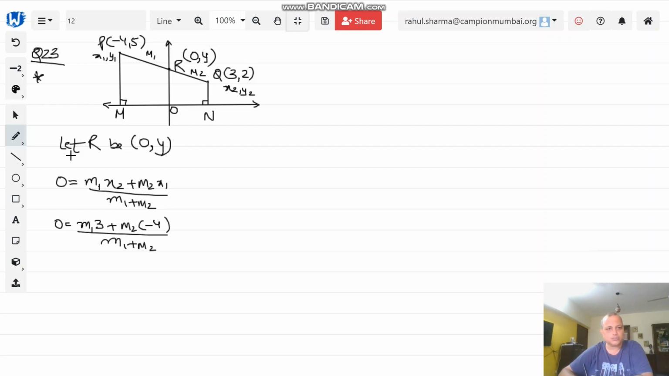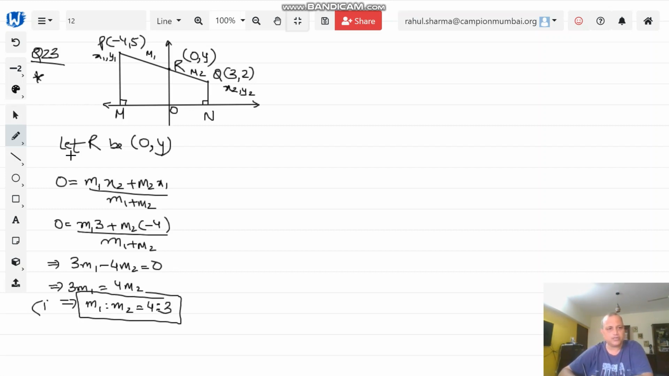Let's cross multiply, which gives me 3 m1 minus 4 m2 is equal to 0, which means 3 m1 is equal to 4 m2, which means m1 is to m2 is equal to 4 is to 3. So that's the first part that they wanted, the ratio. So m1 is to m2 is 4 is to 3. Done. The next part of the question says find the coordinates of the point R.